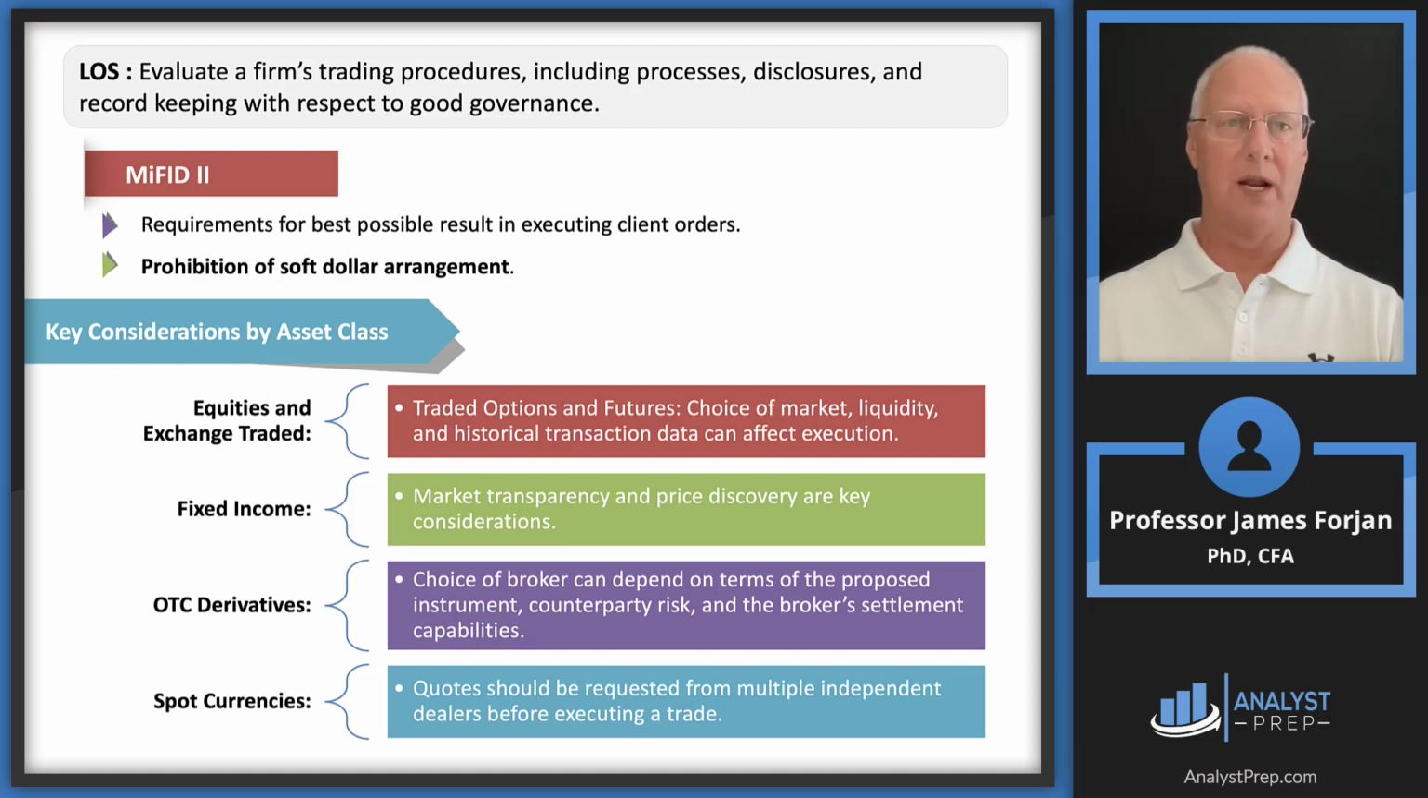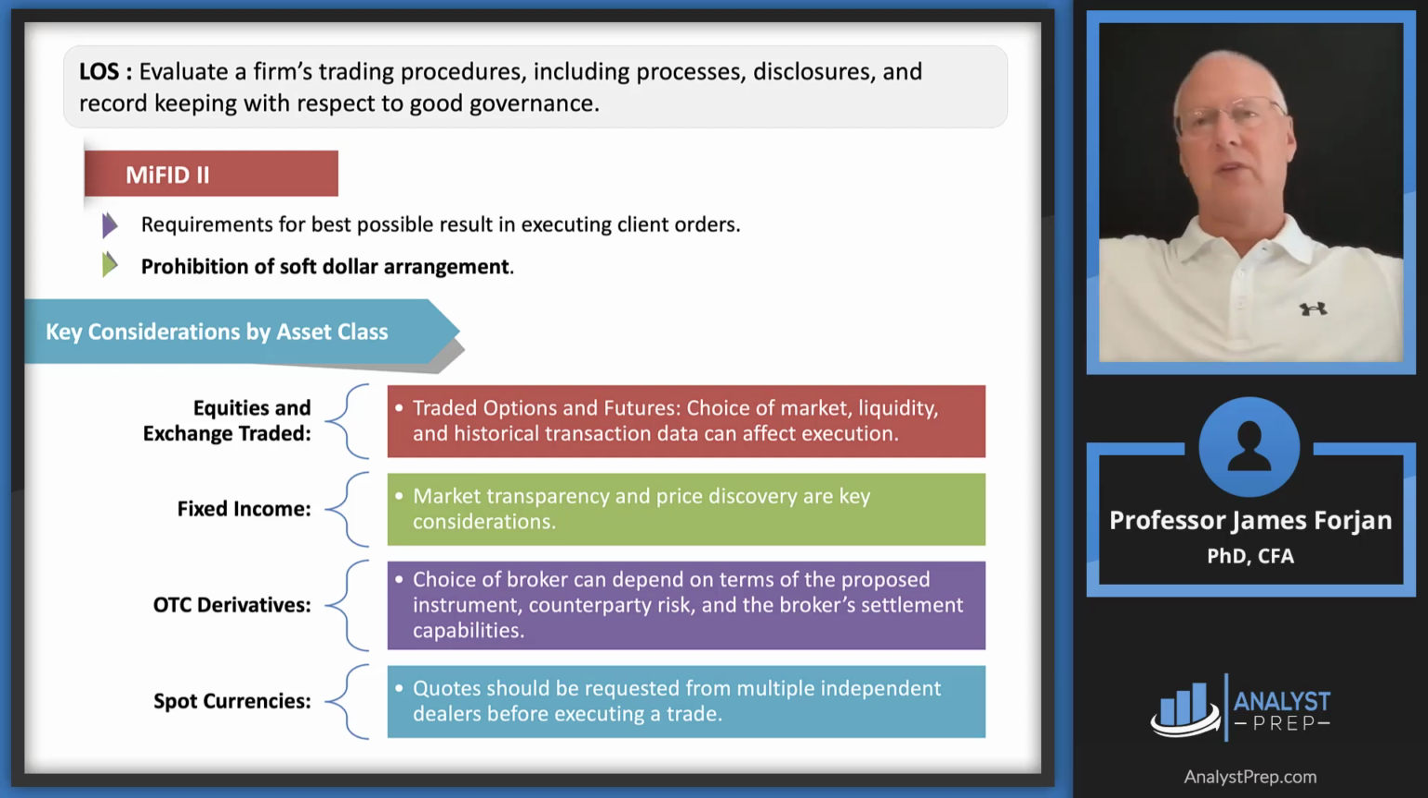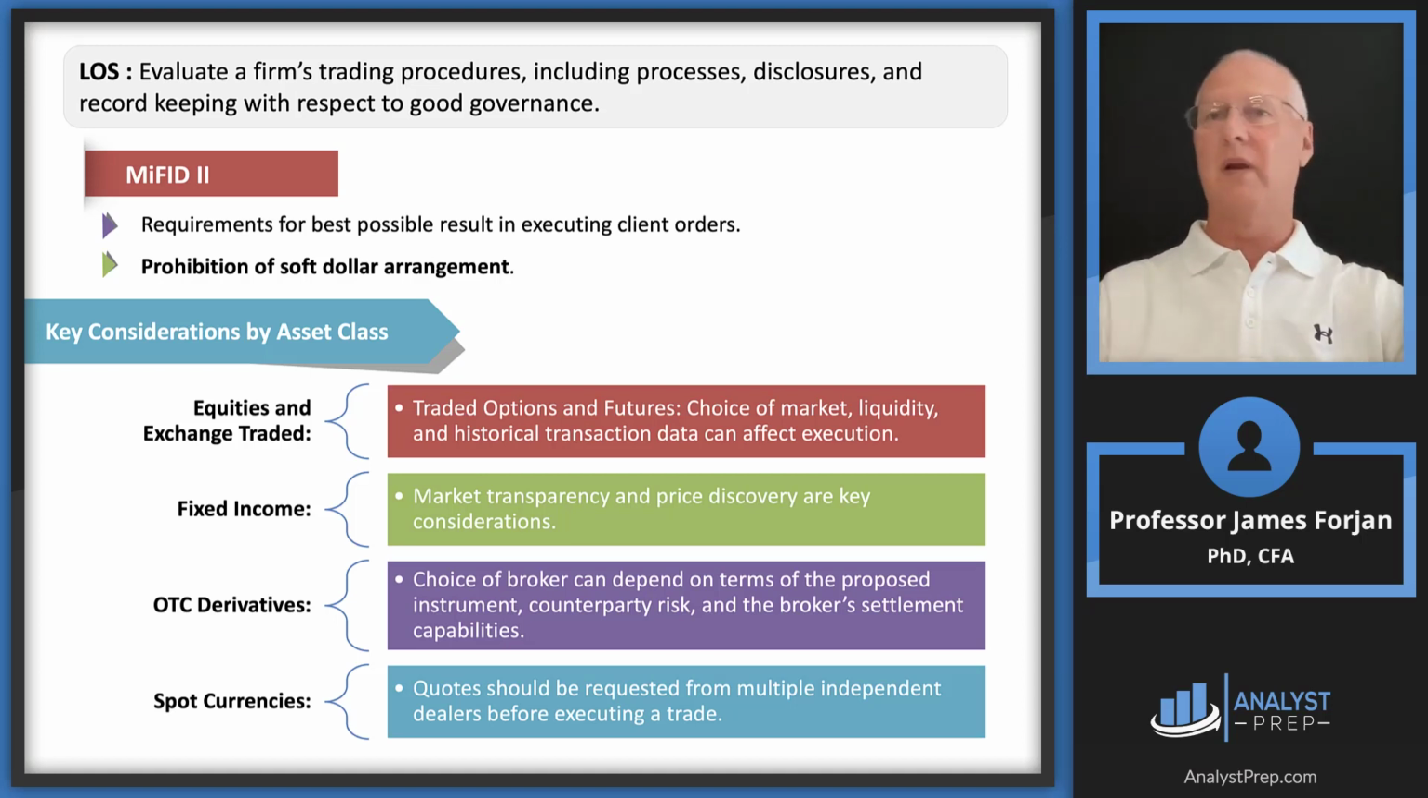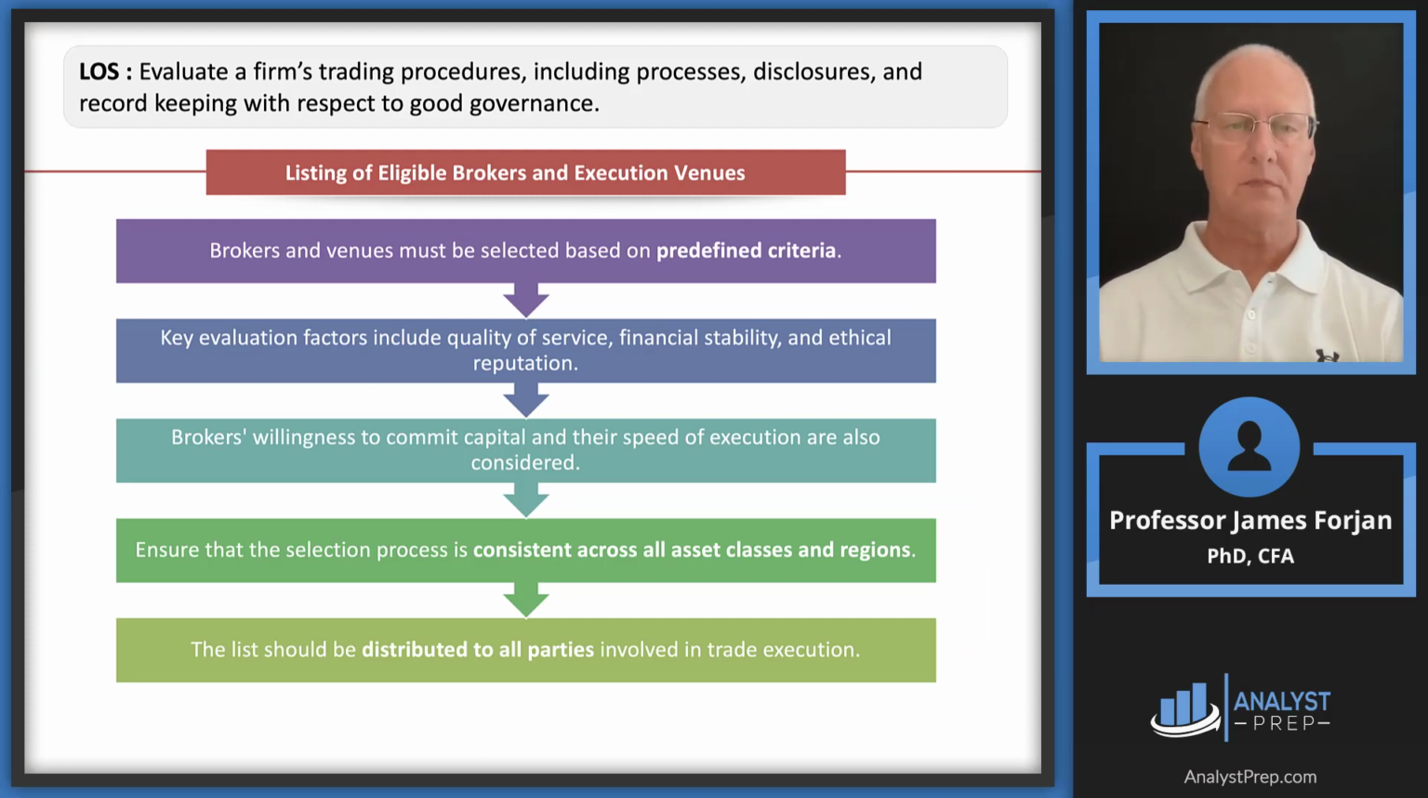And then, of course, what did I tell you about currencies? The market is this big, so we don't have to go here or here. We got lots and lots of choices. So we need to, what does that box say? Multiple independent dealers. How about that list of eligible brokers and execution venues that I talked just briefly about here? Yeah, predefined criteria, what's most important to us. And that goes back to our definition of all of these input variables. Quality of service, stability, ethical reputation.